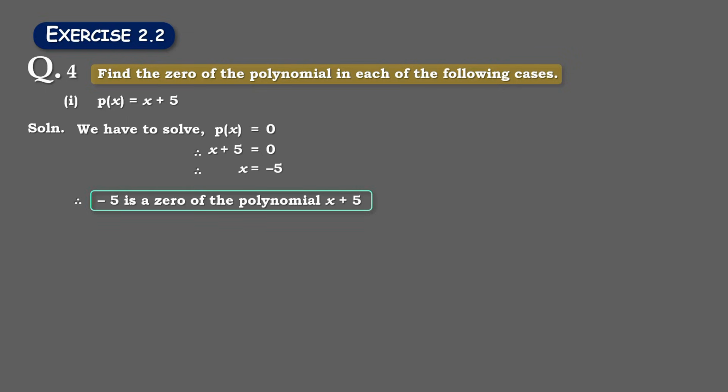To make the left side 0, we subtract 5 from both sides. This gives x equals minus 5. Therefore, minus 5 is the zero of the polynomial p of x equals x plus 5.